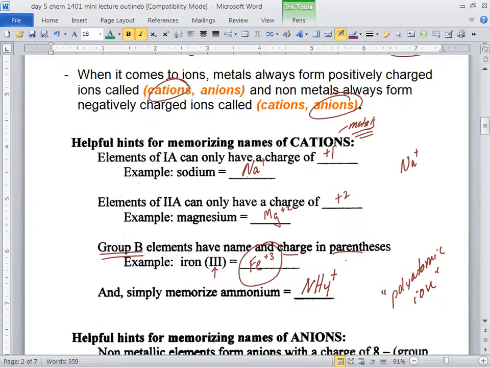So it exists in nature, and that's just a polyatomic ion. We just have to know it. Okay. Are we good so far?